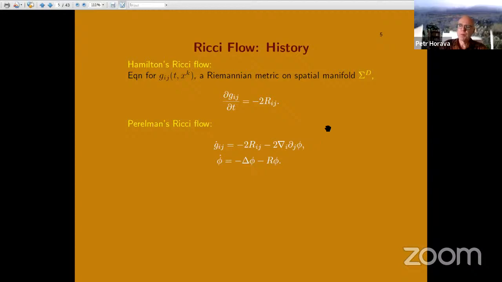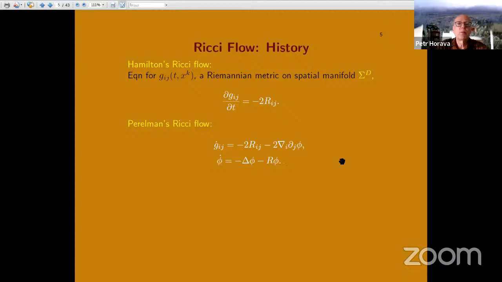He was very much inspired by the worldsheet beta function equations in string theory, where the space-time metric is running with the renormalization group flow, and the running of the geometry is controlled by the Ricci tensor. In string theory, the space-time metric is often equipped also with a partner called the dilaton, which is a space-time scalar field, and the flow of the renormalization group controls both the change of the space-time metric or spatial metric and the flow of the dilaton.